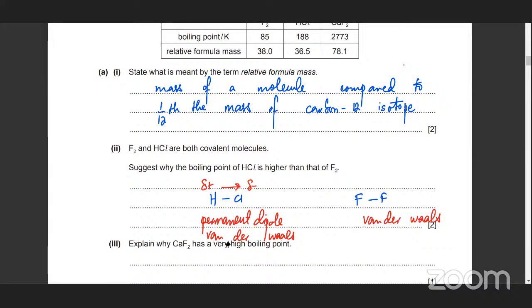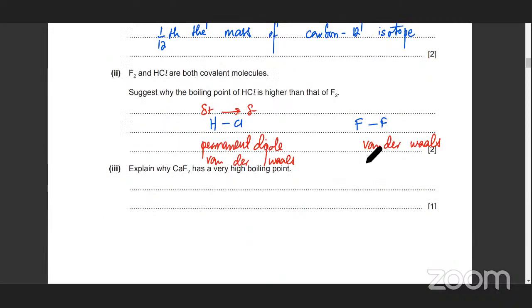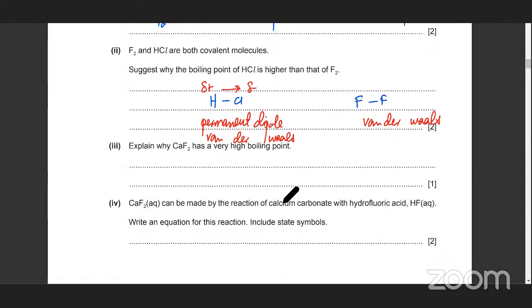ठीक है. So you're going to talk about the intermolecular forces that HCl has permanent dipoles, which are much stronger compared to F2. Why does CaF2 have a higher boiling point? Now remember, it's an ionic lattice.